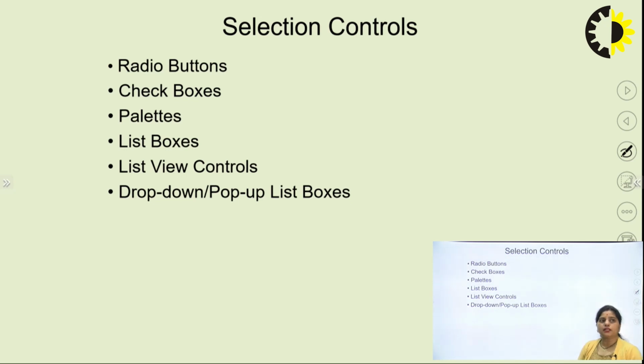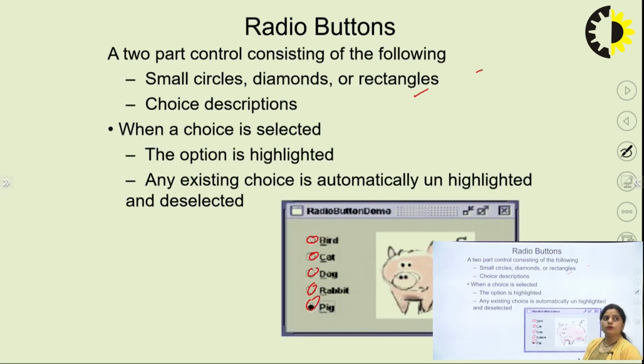Next one is selection controls. Under the selection controls we have various options such as radio buttons, check boxes, palettes, list boxes, list view controls, drop down and pop up list boxes. The radio button particularly consists of a two-part control. The first one is small circles, diamonds or rectangles, and the second one is the choice descriptions.